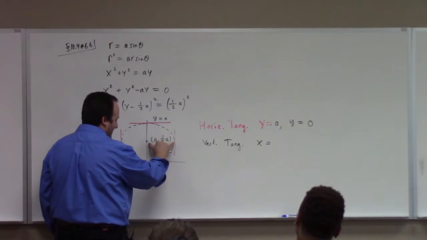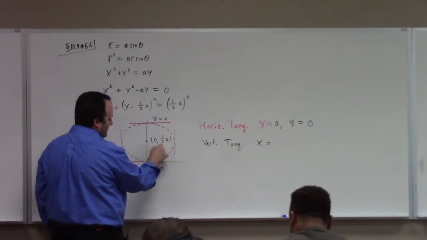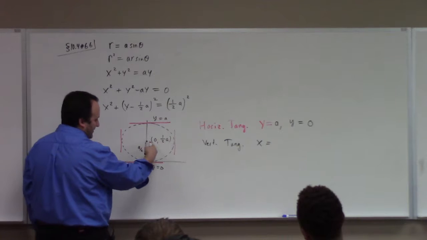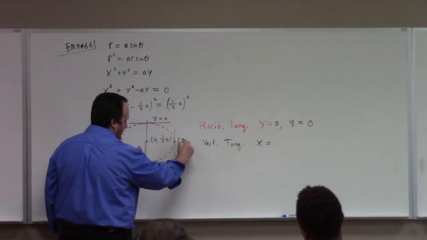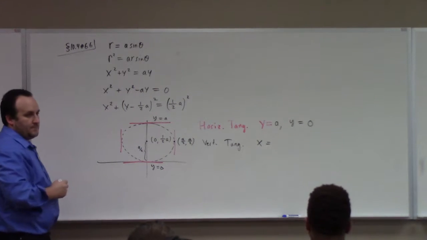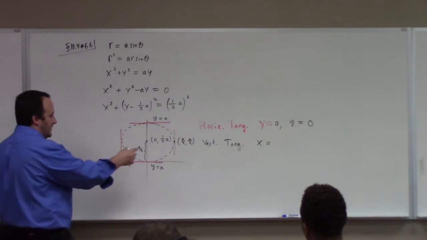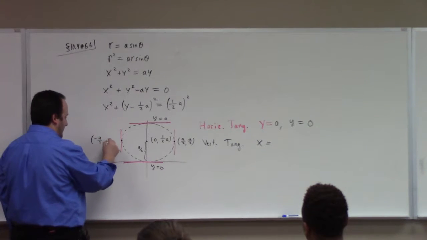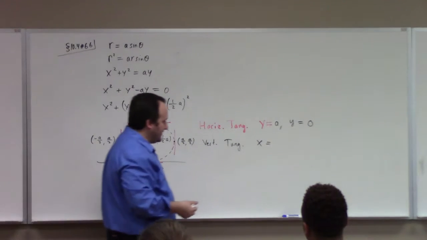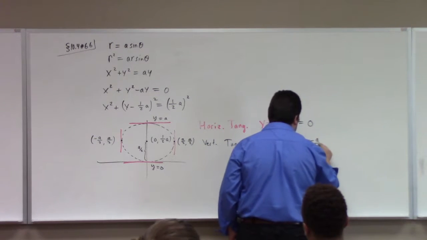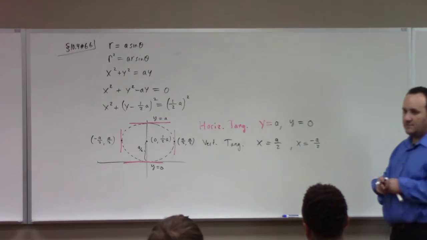So if this is the radius, this distance right here is a over 2, assuming a is positive, as I have in my picture. This point is at (a/2, a/2). And this one over here, where the vertical tangent is, is at (minus a/2, a/2). Anyway, the point is x equals a over 2 and x equals minus a over 2. Those are your vertical tangents here, I believe.